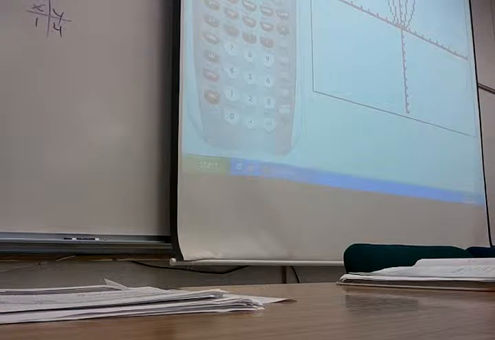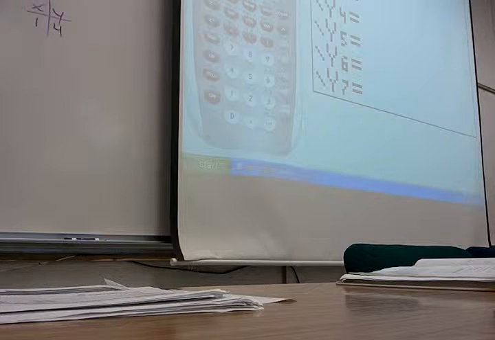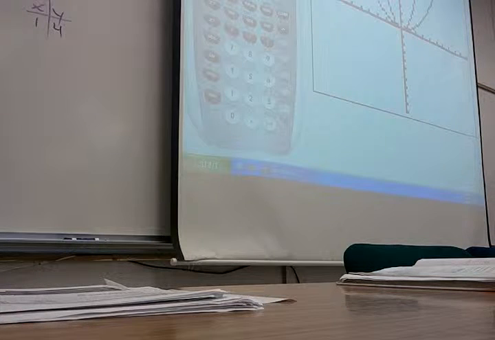So we'll go back in and make it 1/4 x squared. Bam! Big old fat parabola. Cool. Which goes exactly with what we know about lines.